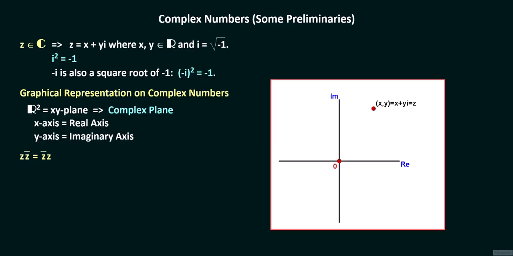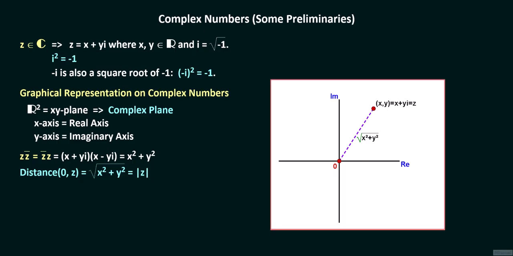Consider the product of z and its conjugate z bar, or the quantity x plus y times i times the quantity x minus y times i. We had already seen that this is equal to the sum of the squares of the real and imaginary parts of z, so that z times z bar is x squared plus y squared. The distance between the origin and the point z, or the point (x, y), is the square root of x squared plus y squared. We denote this distance as the absolute value of z.